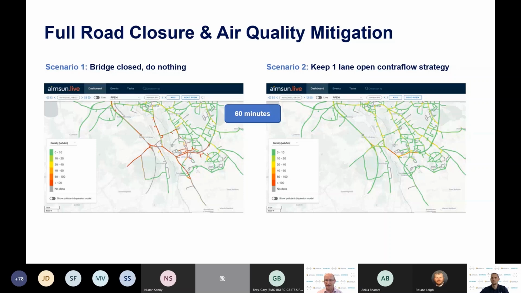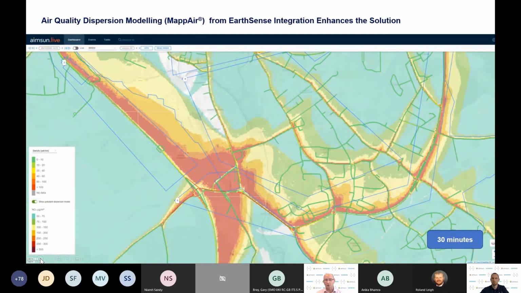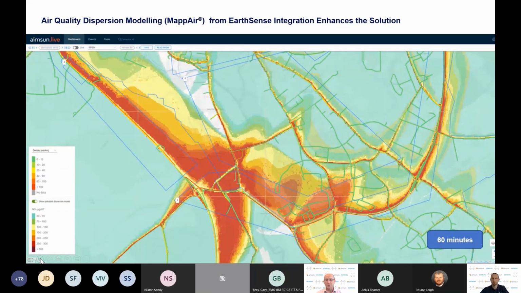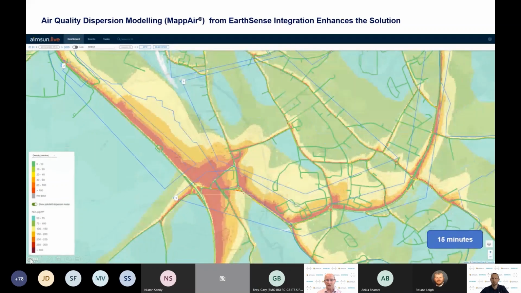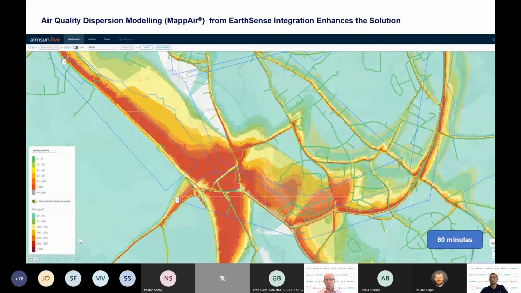So this is really important, but keeping a contraflow open may well delay the construction or cause the construction cost to be longer, because you have to have that traffic management mitigation going all that time. So if we just go to the next slide, because this is really just about traffic density. If we go to the next slide, and you can just fast forward on the build here, this is the dispersion model overlaid on that traffic, and you can start to see how the air quality then disperses from the road network across the local countryside.